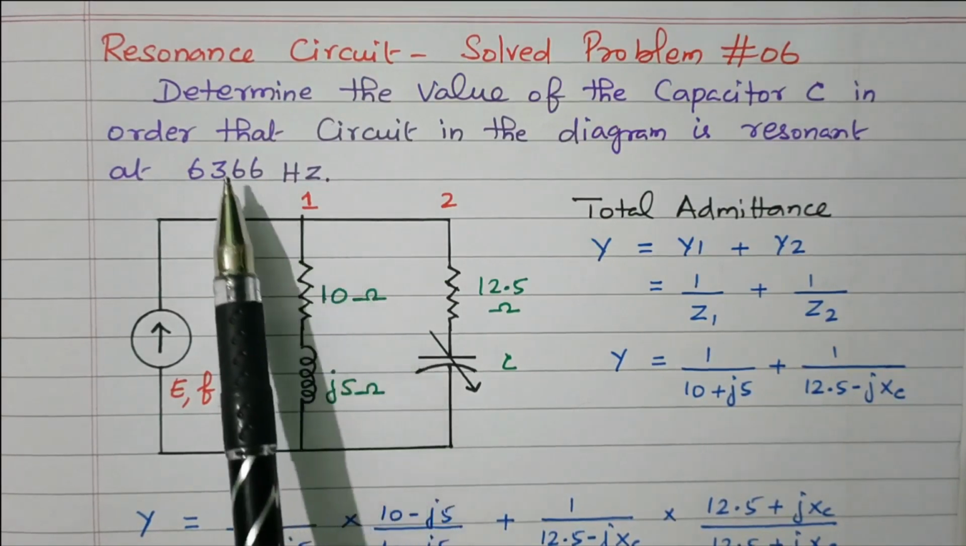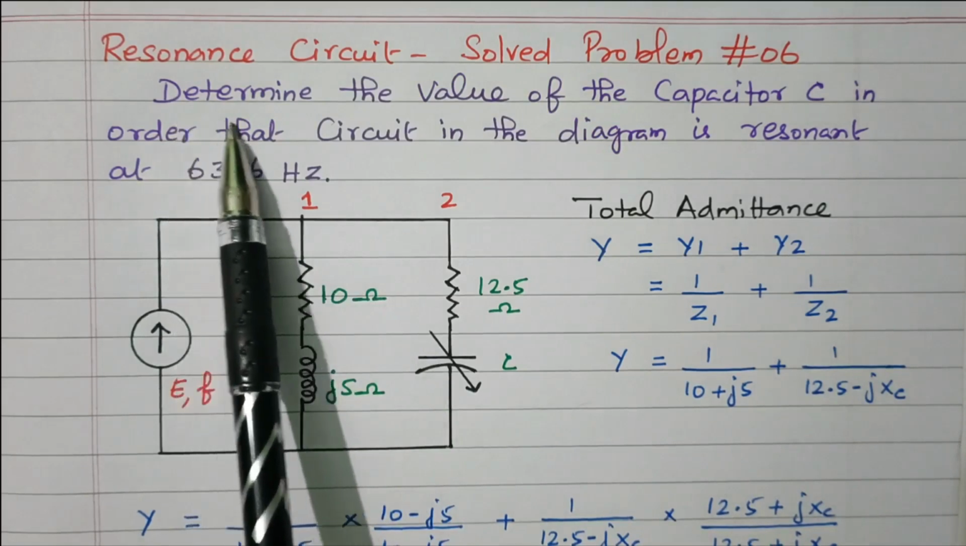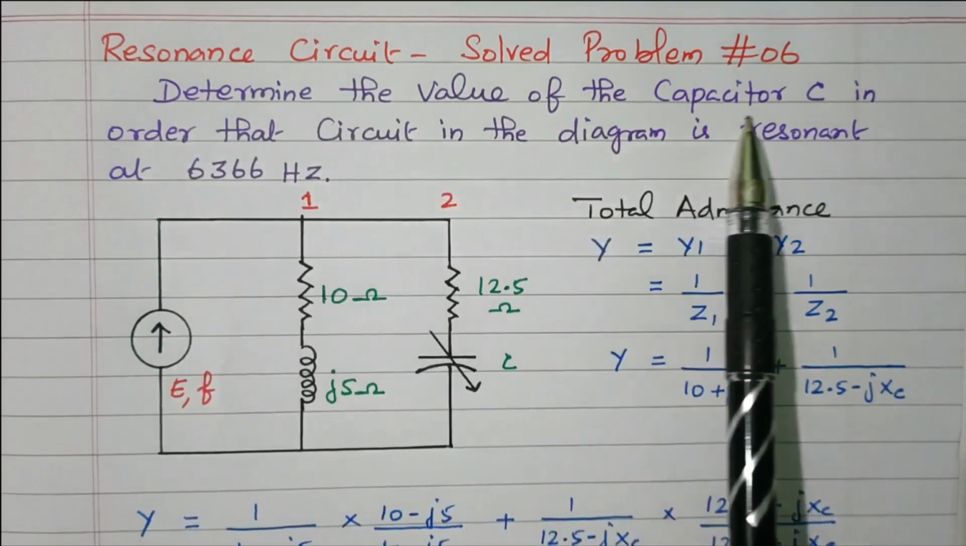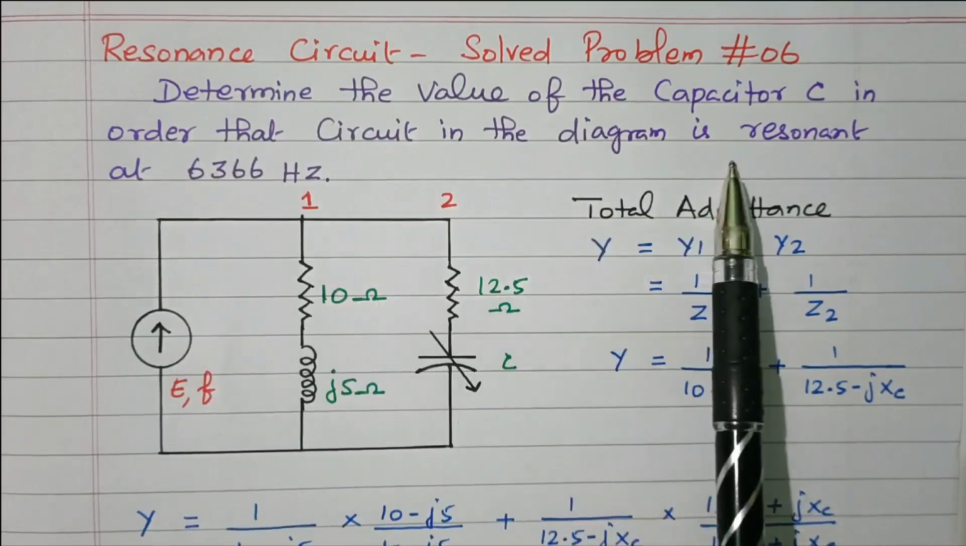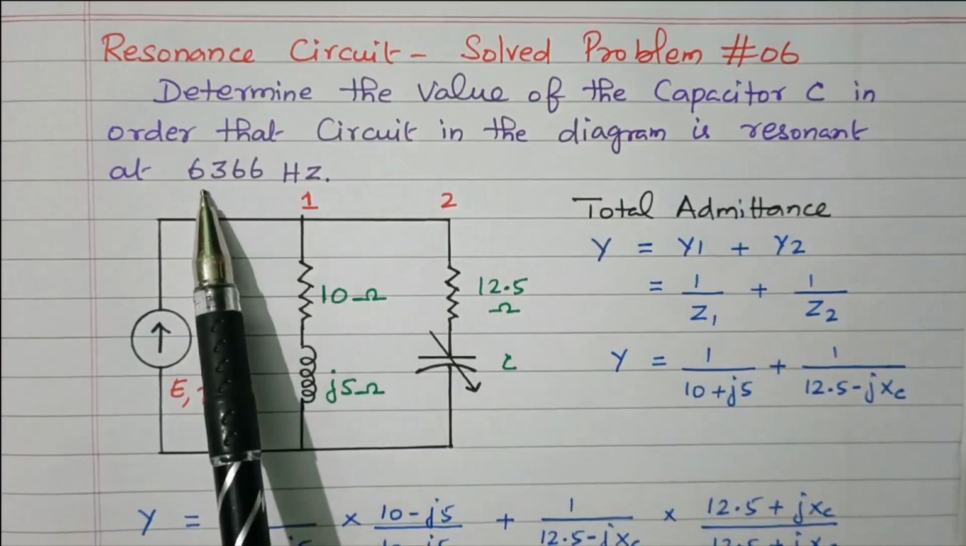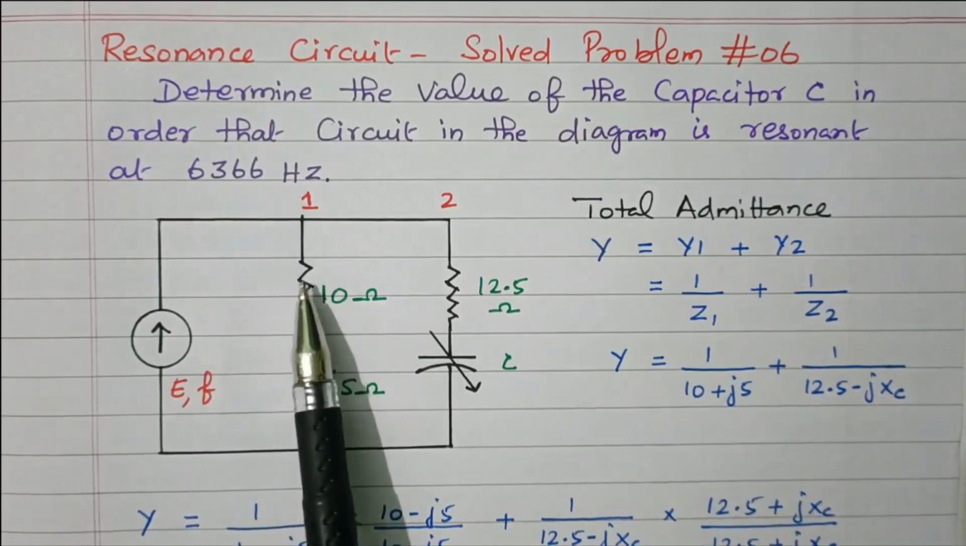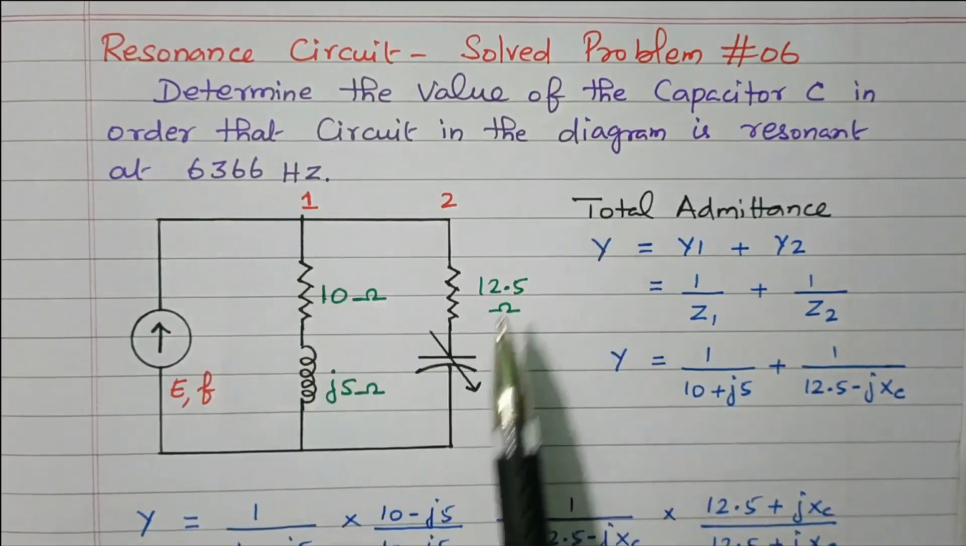Now we'll go to the topic. See the statement of the problem. Determine the value of the capacitor C in order that the circuit in the diagram is at resonance at 6366 Hz. We need to find the capacitor value.